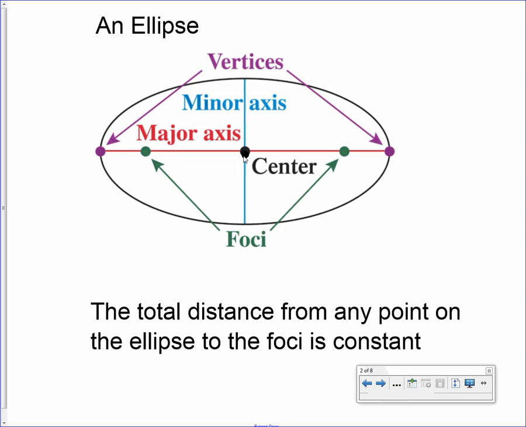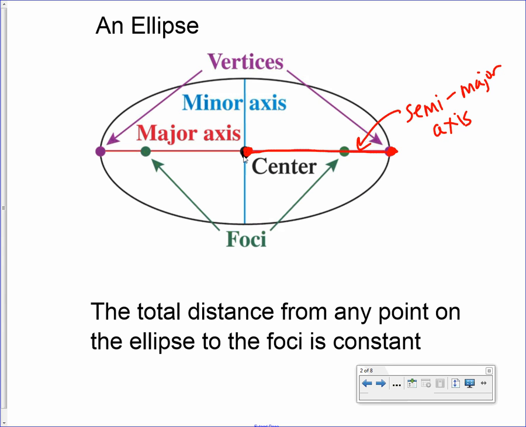Sometimes we only want to know half of that, from the center out to one vertex. So if we want just half of it, we call it the semi-major axis. Semi for half. So the major axis is from vertex to vertex. The semi-major axis is from center to vertex.